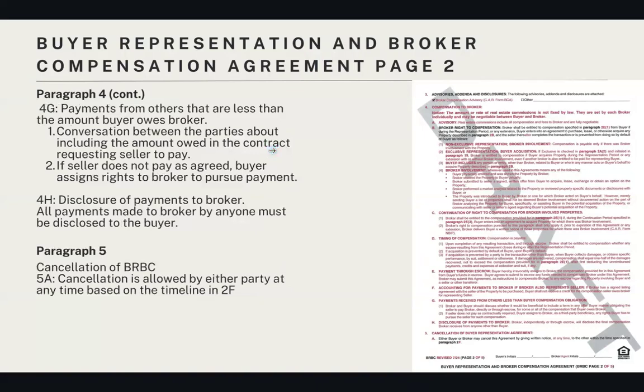Still on paragraph 4, compensation. Paragraph 4G, payments from others that are less than the amount the buyer owes the broker. So what happens then if the seller agrees only to a partial?